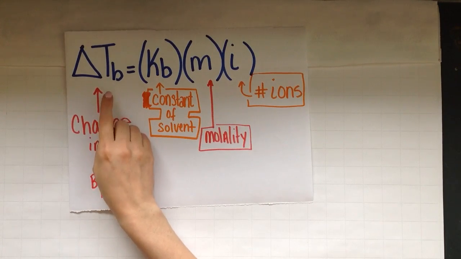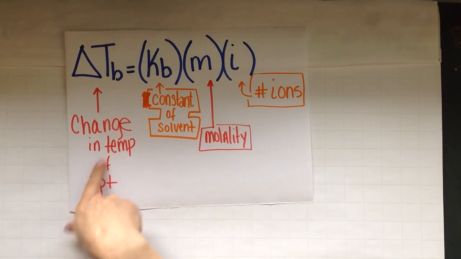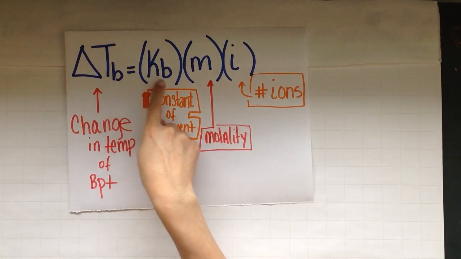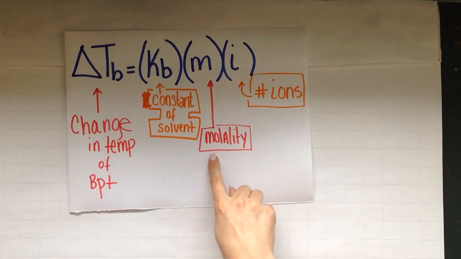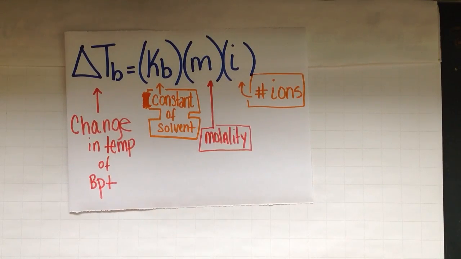Change in TB, that stands for the change in temperature of the boiling point, equals KB, which we just said is the constant, M, molality, I, number of ions. So here's the equation. You multiply all 3 against each other. That's pretty easy. So how do we do that? Well, let's take a look at an example problem.